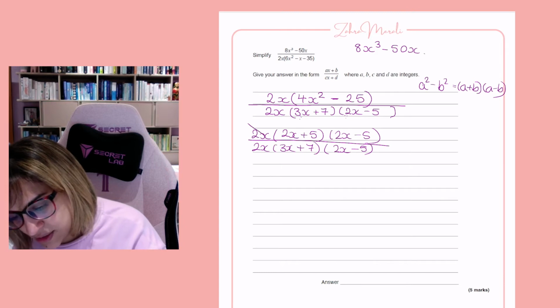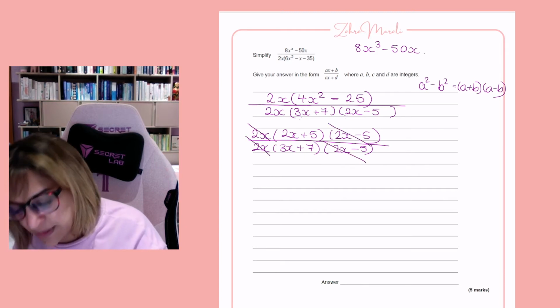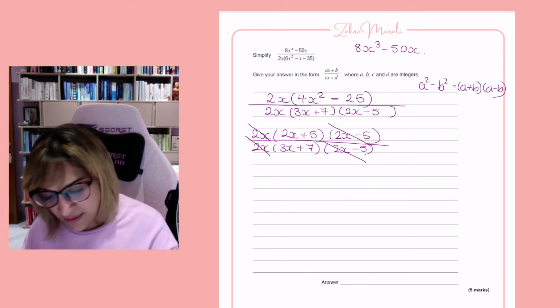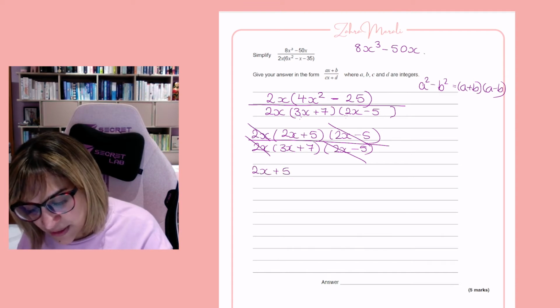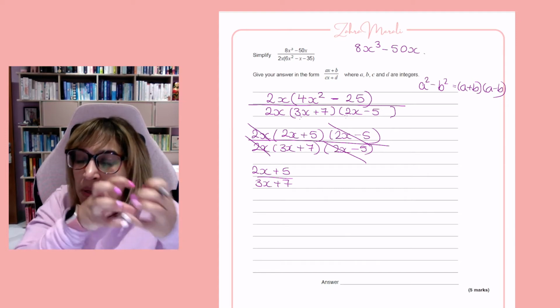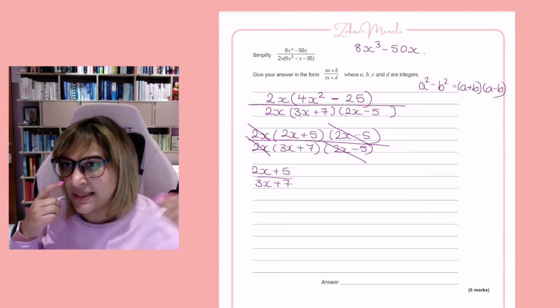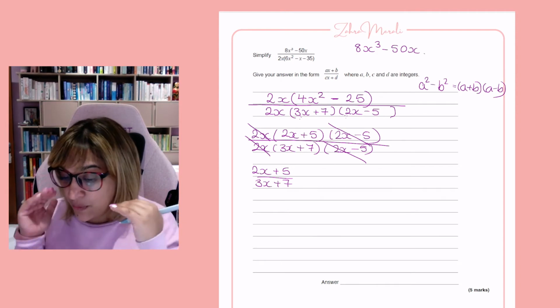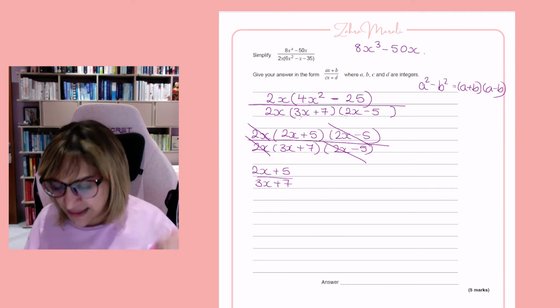Right, so let's cross everything out. Now it's all multiplied by each other, so we can cancel, leaving us with 2x plus 5 over 3x plus 7. Remember, everything needs to be multiplied by something in order to cancel it out. Otherwise, you can't cancel it out. So be really, really careful with that. No crossing random x's out.